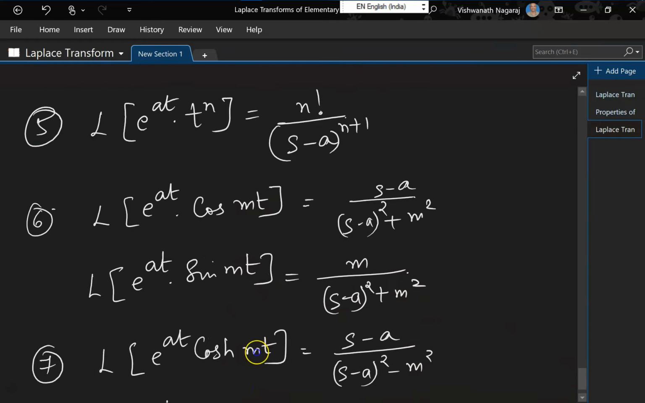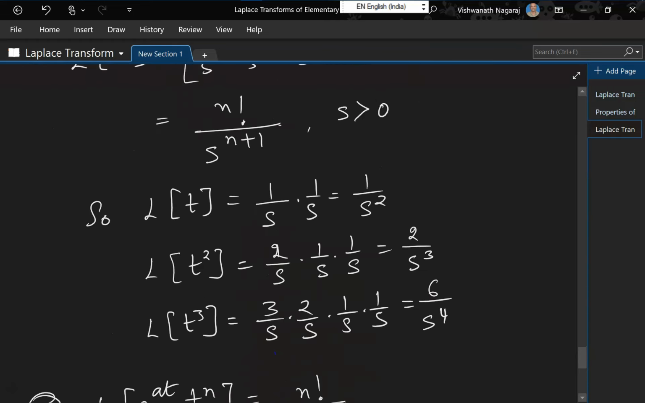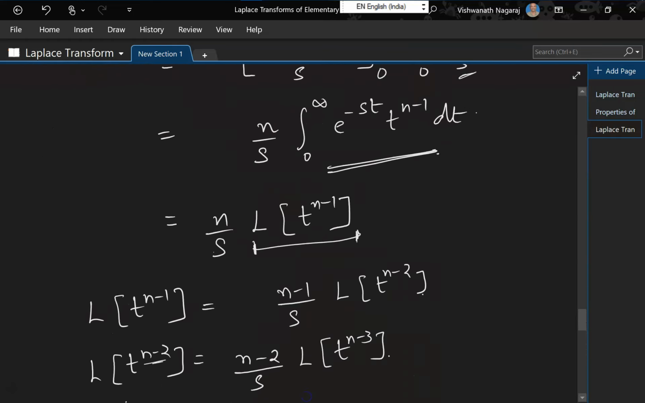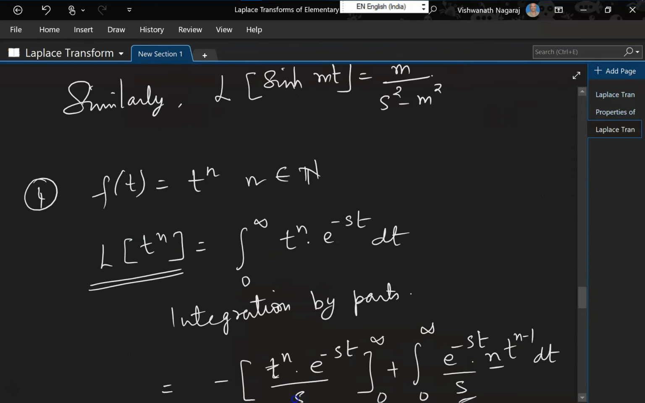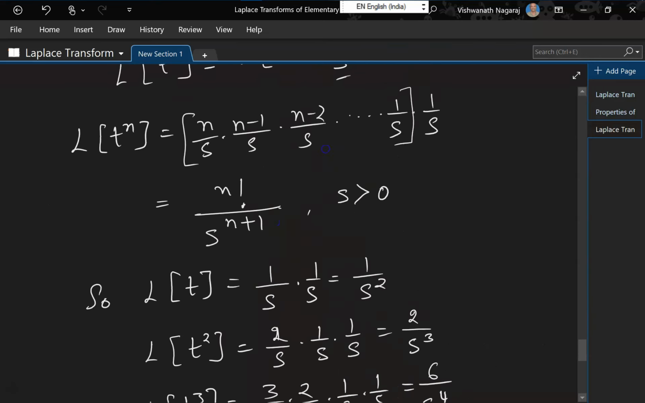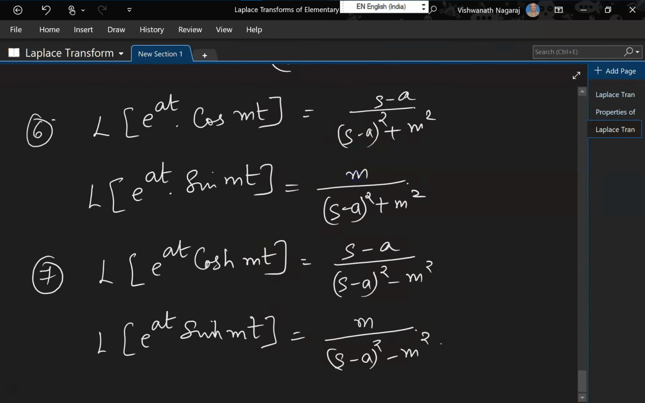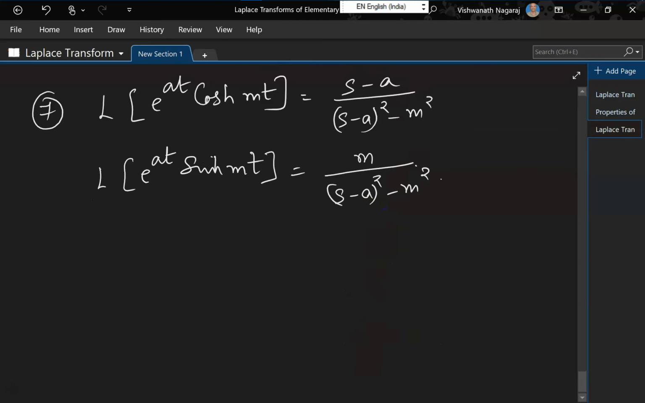Basically, the advantage of looking at and remembering these Laplace transforms of elementary functions is that for other more complicated functions, you can somehow manipulate those functions to come out with these elementary functions where you can directly do substitution. Okay, I think that's enough for now.